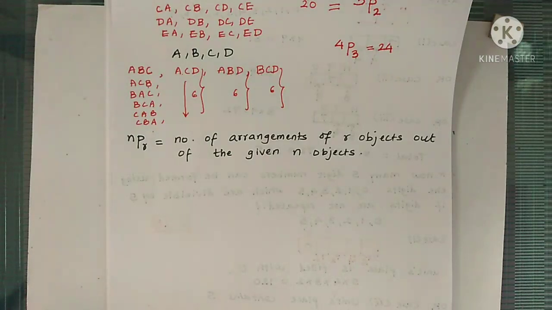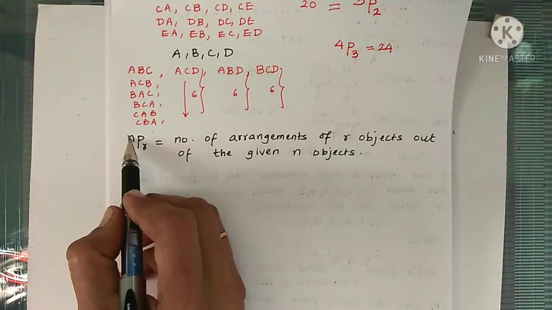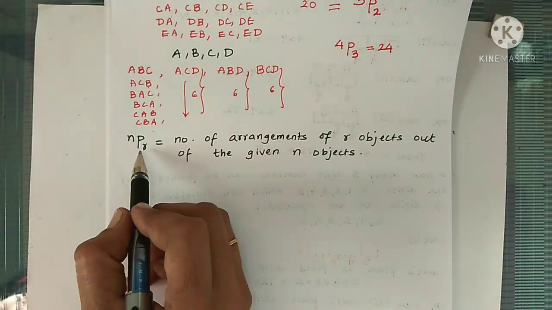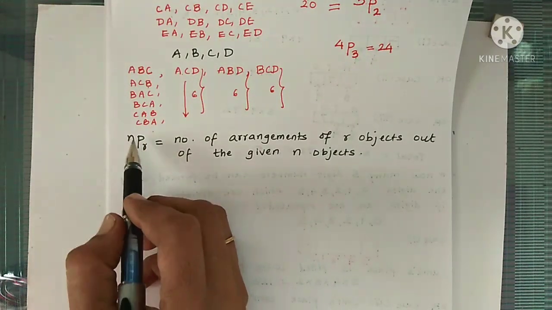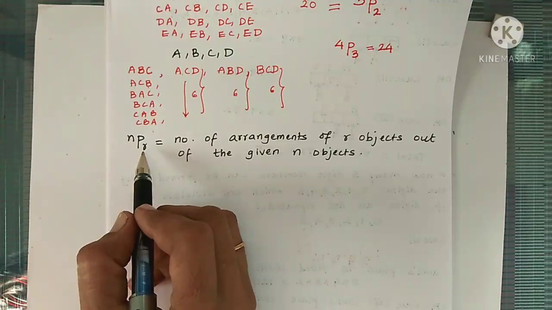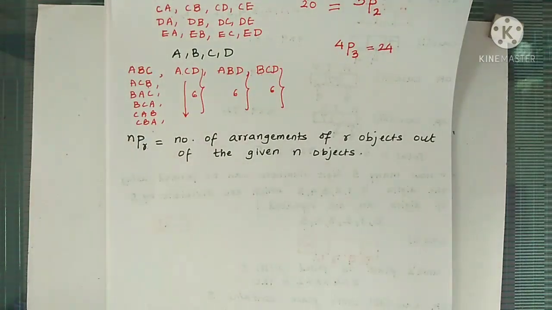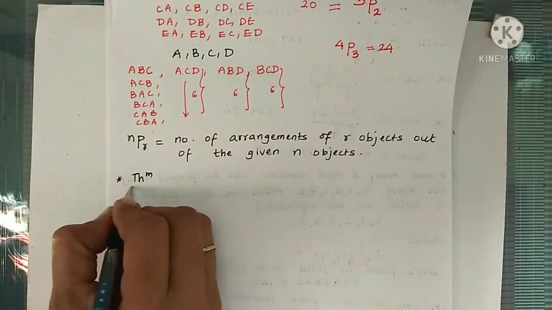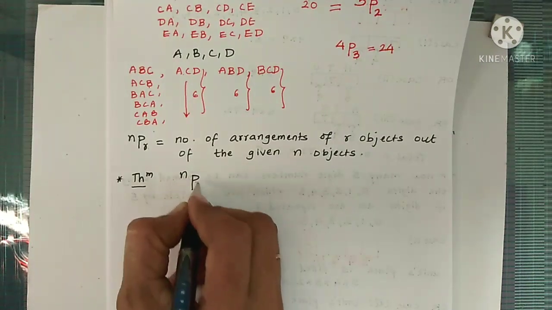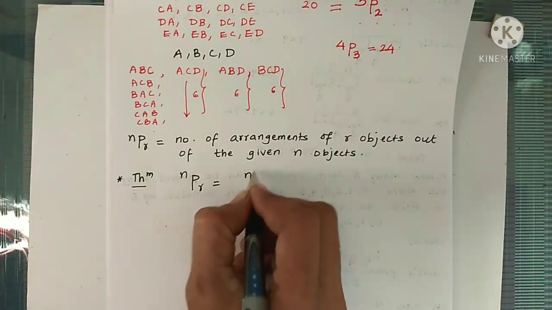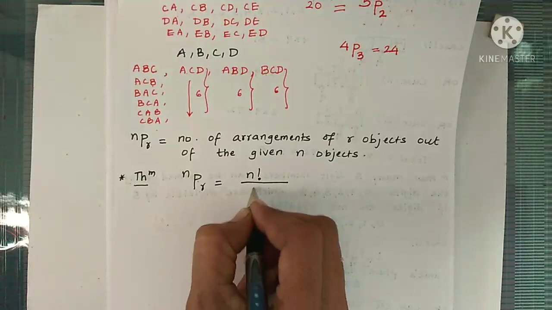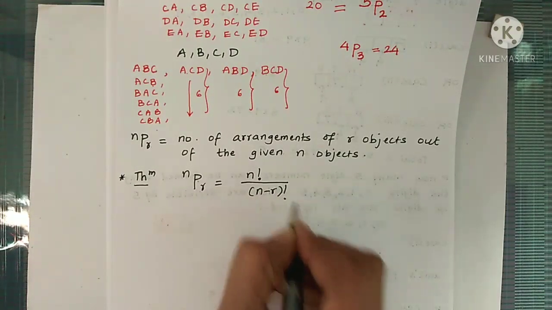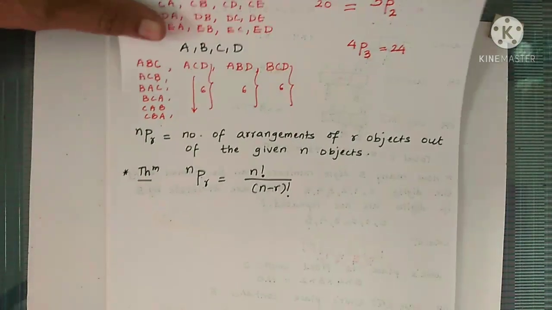So remember this is very important. In nPr, n is the total number of objects, r is the number of objects to be arranged, and nPr is the number of ways of arranging r objects out of those n objects. So let's find the formula for it. We have a theorem for that: nPr is n factorial divided by n minus r factorial. So let's prove this.